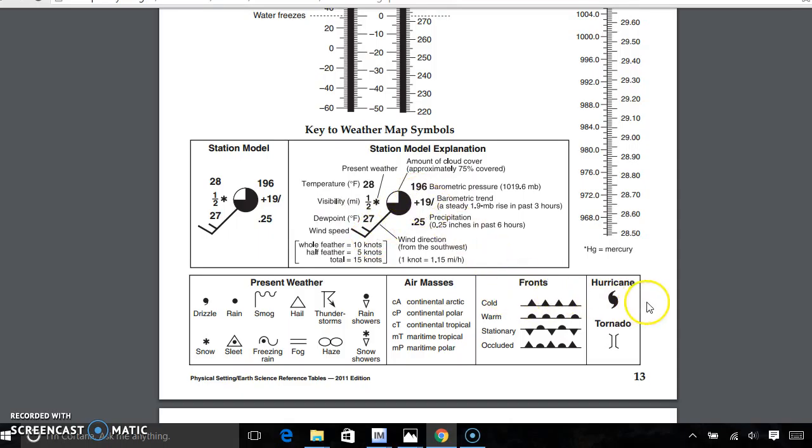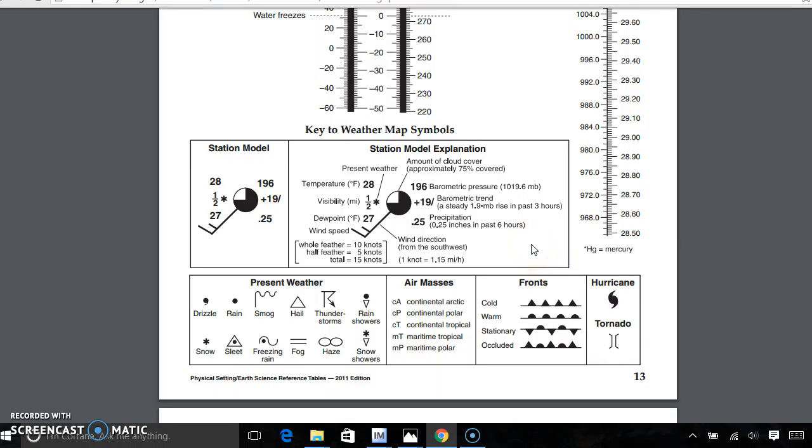Now, also on the bottom of this page, we have some other information. We've got the air masses, and I talked about these in another video. Continental Arctic, continental polar, tropical, maritime polar, and the symbols that go with those. You also have the symbols for your different fronts. You've got the symbol for a cold front, symbol for a warm front, stationary and occluded. And then also on some weather maps, we haven't gotten into severe weather yet, but you'll see a hurricane symbol, which is going to look like that. And on some other maps, you might see a tornado symbol, which would look like this.